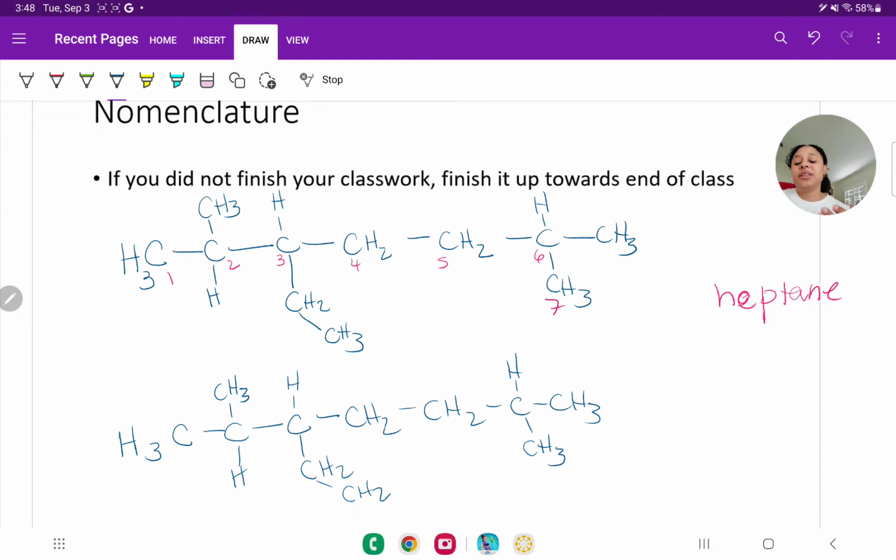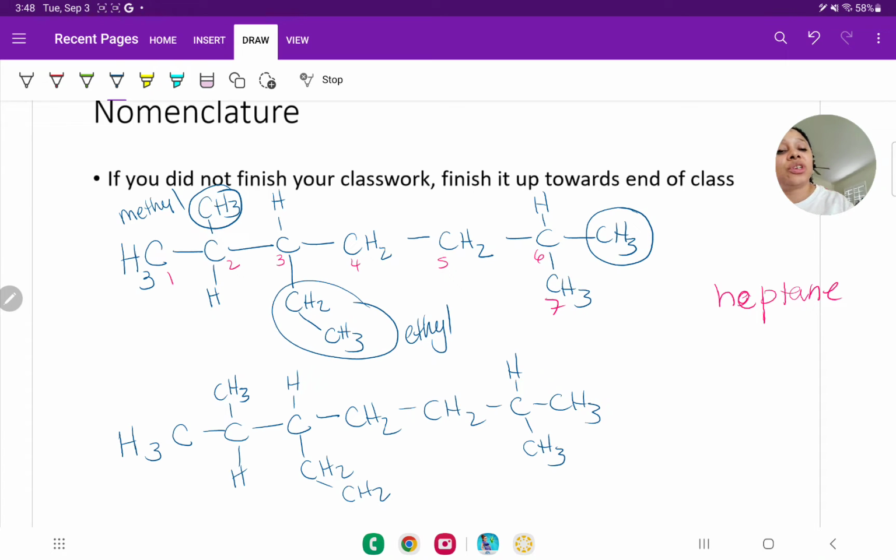The next thing that I want to do is find my substituents. Anything that's not numbered is a substituent. I have a substituent here, which is 1 carbon, so that's a methyl. I have a substituent coming off of here, another name is branch, and it's 2 carbons, so this is called ethyl. And then another substituent, which is, again, methyl. So I have 2 methyls and I have 1 ethyl.